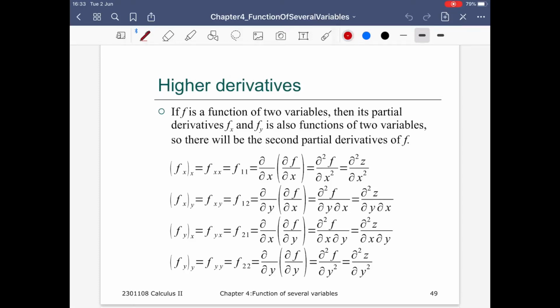Hello everybody, this is the second part of 4.3. For this part we are going to talk about the higher derivative.